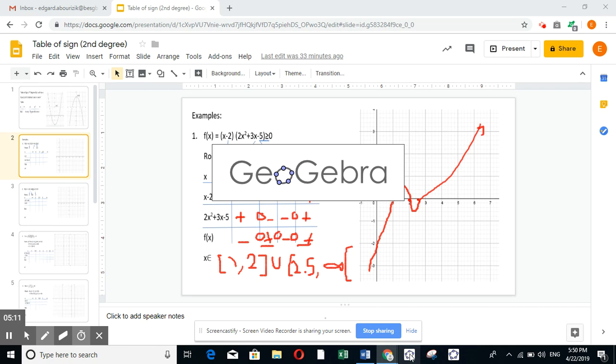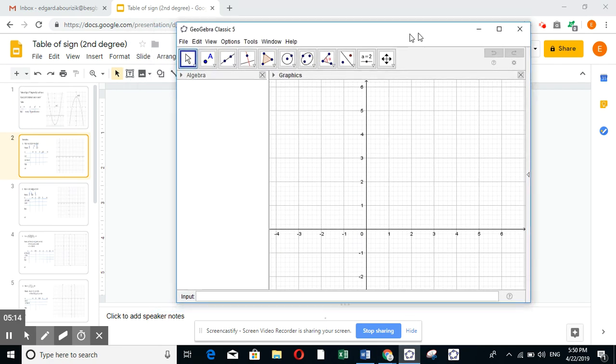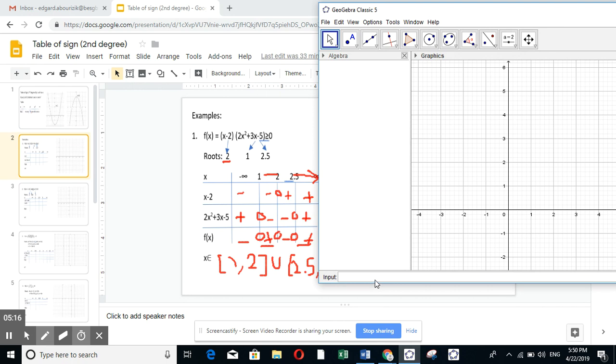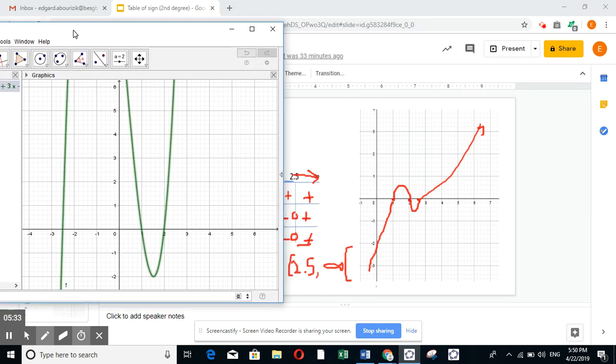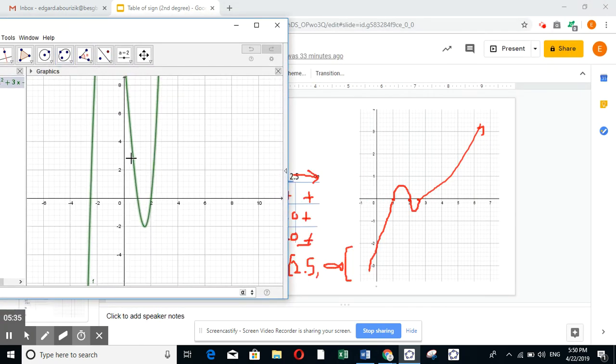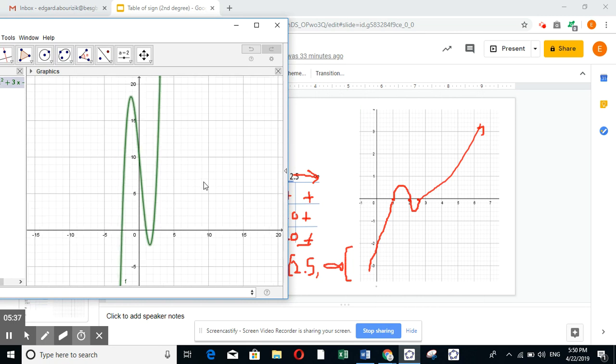Let us see Geogebra. To show you how to graph it, you can put here f of x equal x minus 2 times 2x squared plus 3x plus 3x minus 5. So this is the curve. This is the accurate curve. As you can see, it's similar up to a certain point to the curve we have.